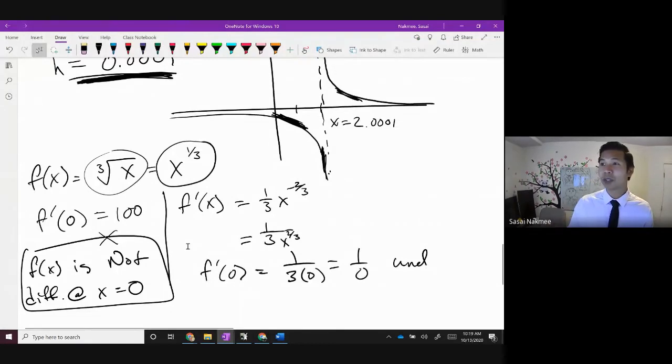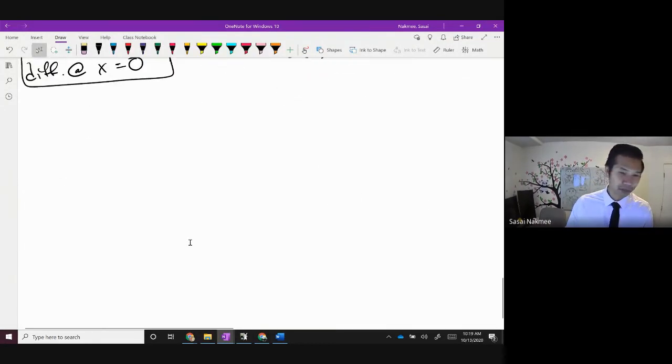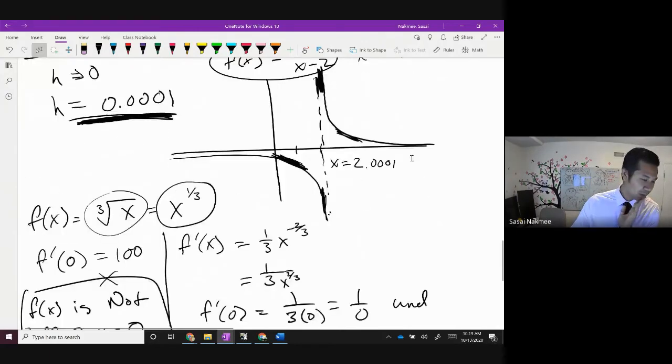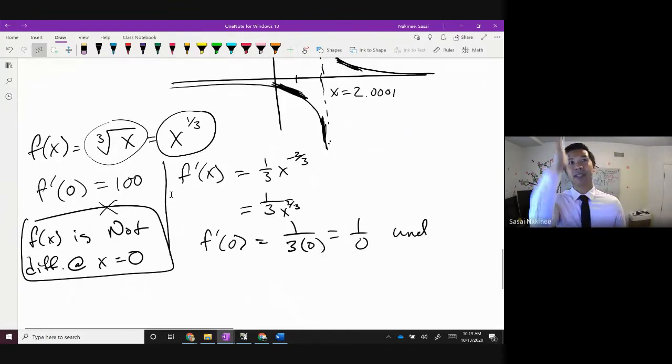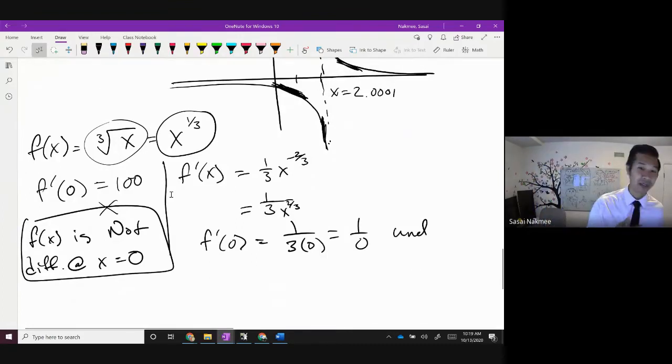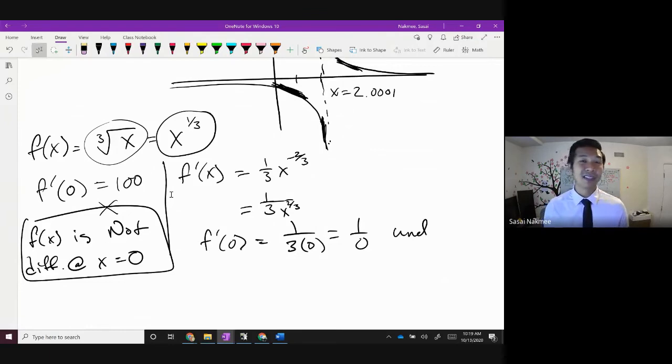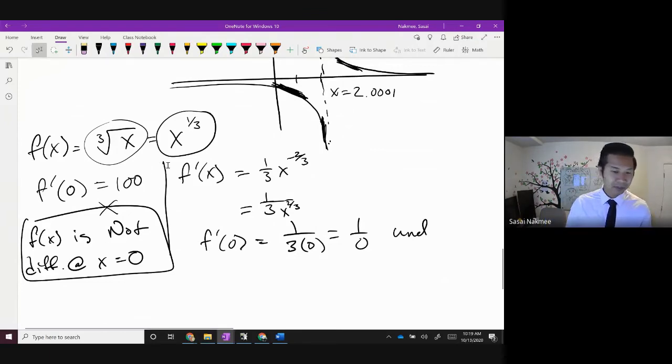So some functions will be differentiable at certain points, and some functions will not be differentiable at other points. Okay? So when are things differentiable? When are they not differentiable? Well, that's a couple examples right there that I wanted to show you. When there is an asymptote right there, the function is not differentiable. If the function has a tangent line that is vertical, it's also not differentiable there because the derivative does not exist there.